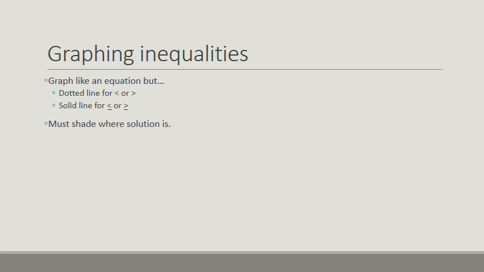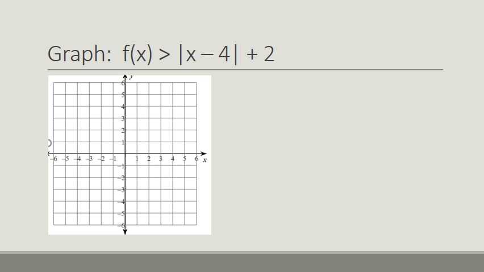Remember that a dotted line means that whatever is on the line is not part of the solution, and a solid line means it is part of the solution. So let's look at graphing this.